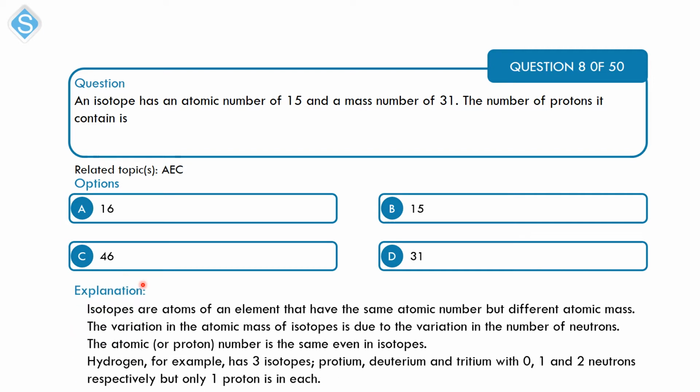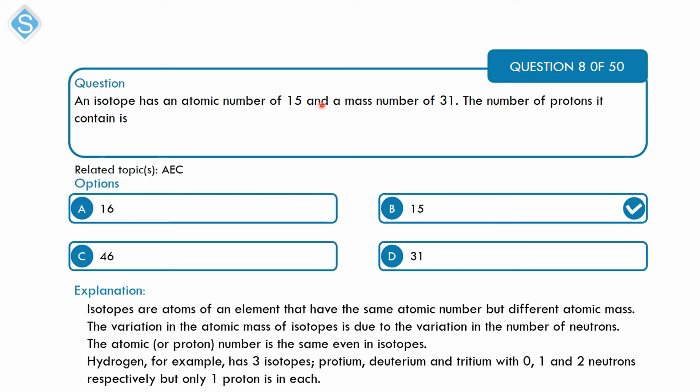Alright, so isotopes are atoms of elements that have the same atomic number but different atomic masses. And of course, the atomic number is the number of protons in the nucleus of the atom. And so the atomic number of this isotope is given as 15. The number of protons is thus 15.